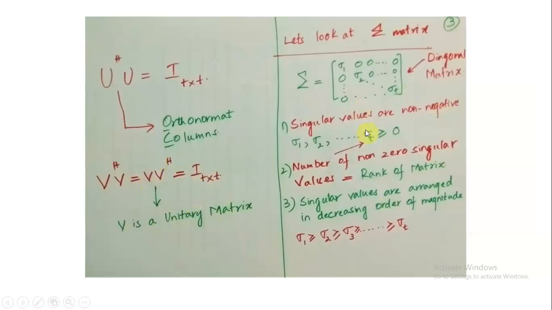Now let's look into the detail of the middle matrix, which is basically the Σ matrix. Σ matrix is a diagonal matrix. The singular values should be non-negative, that is sigma 1, sigma 2 to sigma t should be greater than or equal to 0, and the number of non-zero singular values should be equal to the rank of the matrix. Singular values are arranged in decreasing order of magnitude, that is sigma 1 should be greater than sigma 2 should be greater than sigma t here, depending upon what is the value of t.